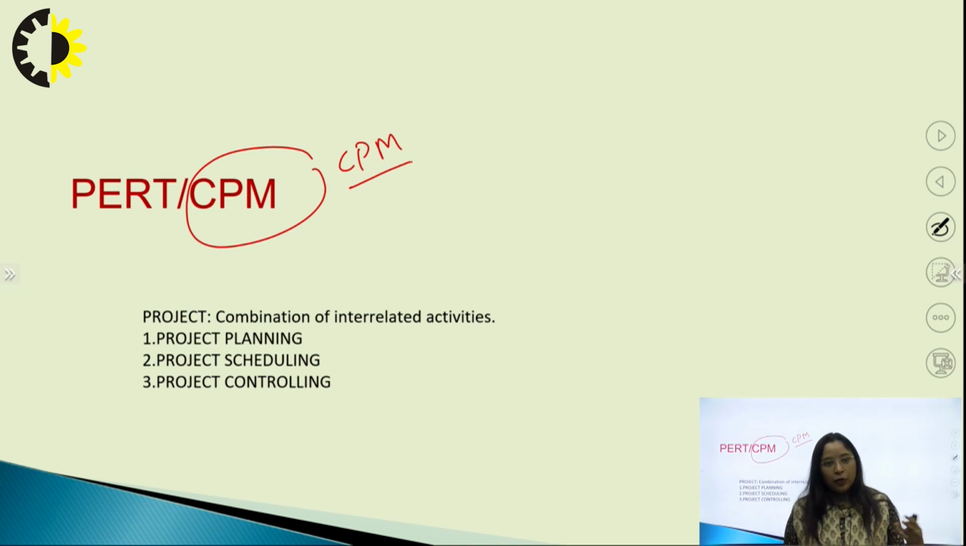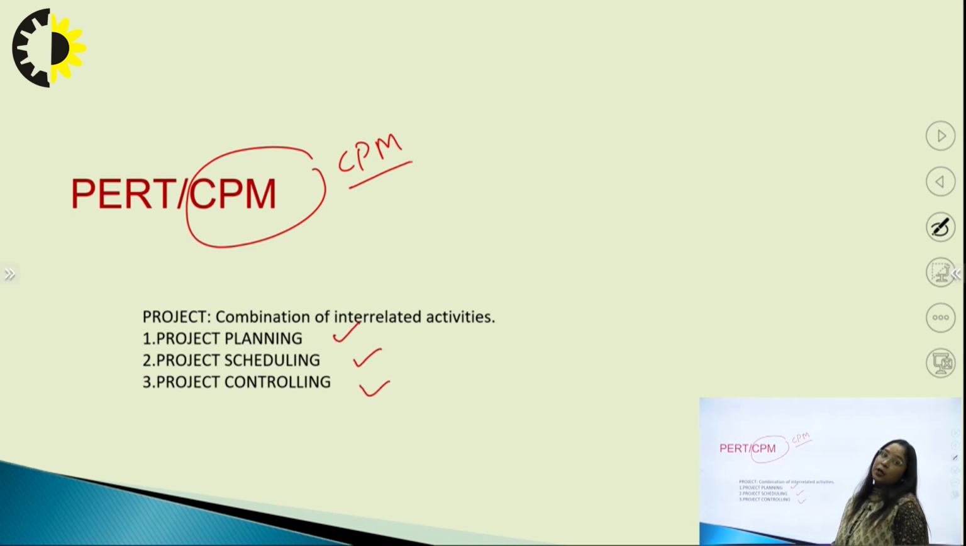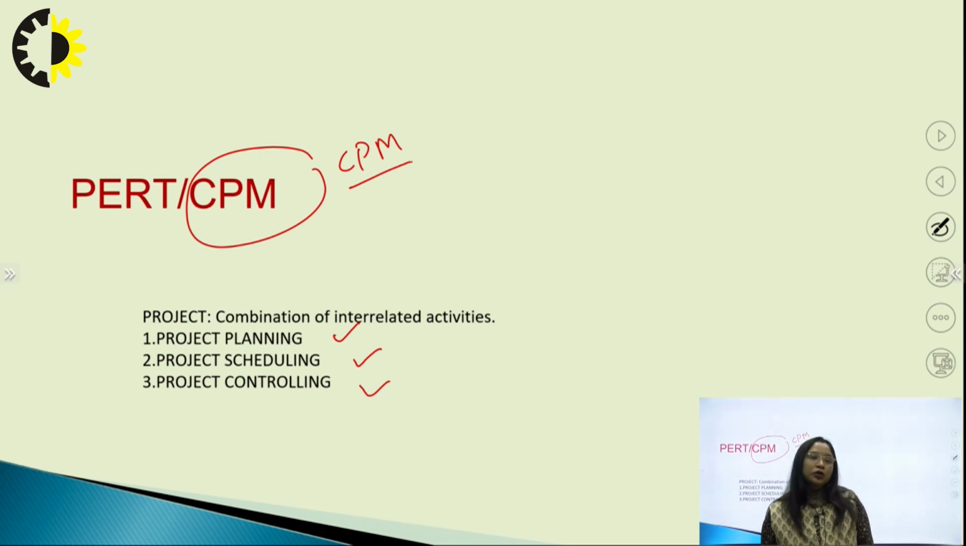What is a project? First of all, we should understand that a project is actually a combination of interrelated activities. A project has a definite beginning and end point. The whole project is broken down into different sets of entities, so that we can find out the actual duration of each and every event. In this way we will solve this whole problem. The project can be divided into three parts. Number one is project planning, number two is project scheduling, and number three is project controlling.